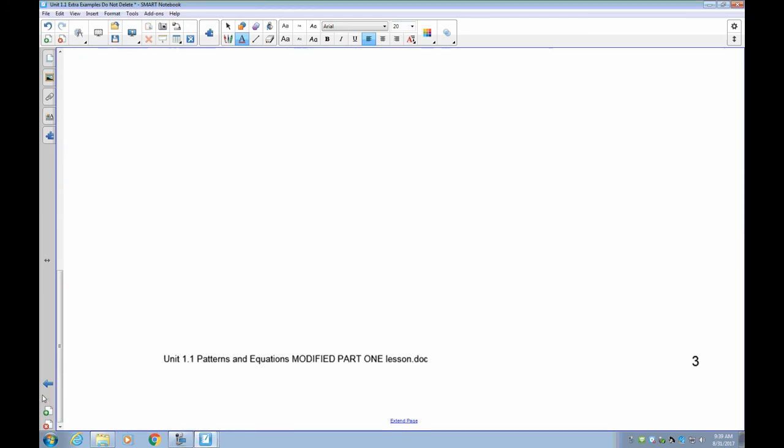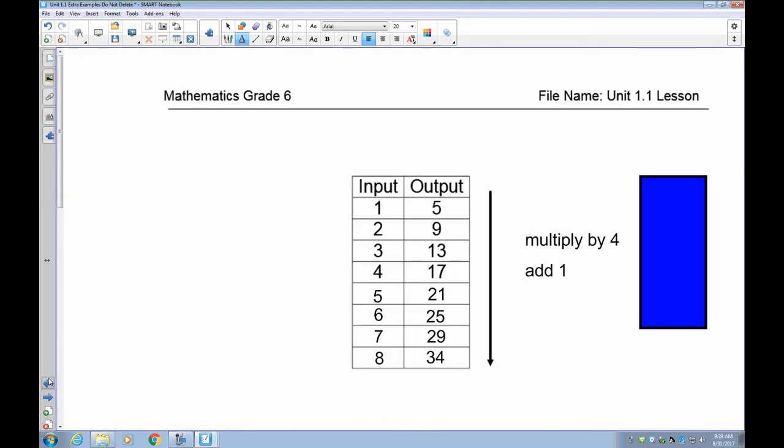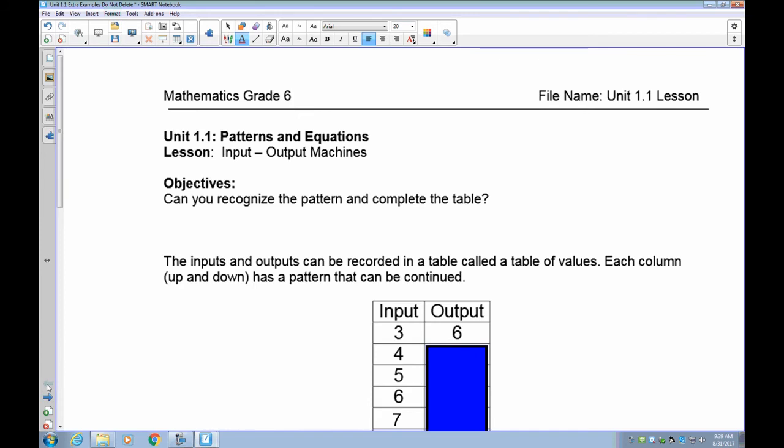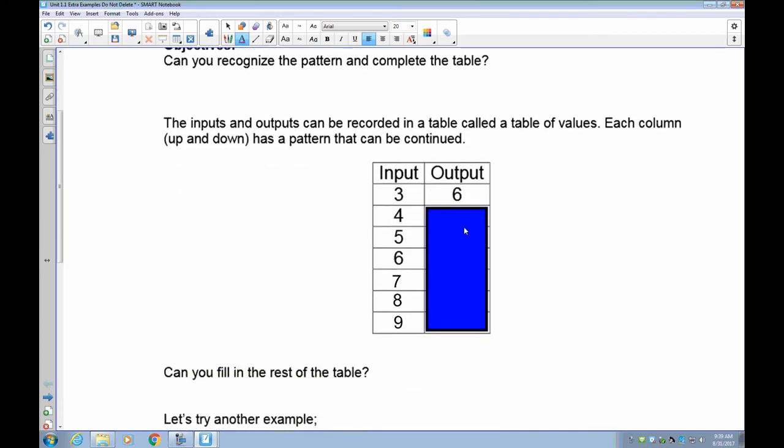Extra examples. There we go. I'm supposed to have 3 pages here. Oh, okay. I started on the last page. All right, so here we go.